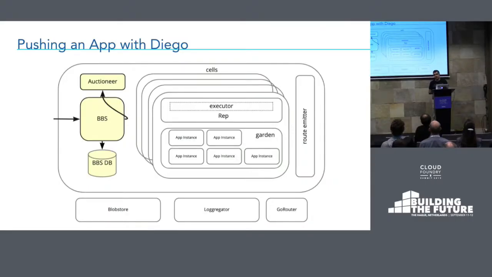All right, so in the case of Diego, when a request to schedule an application comes in, obviously the first component that it hits is the BBS, which is the API for the scheduler.